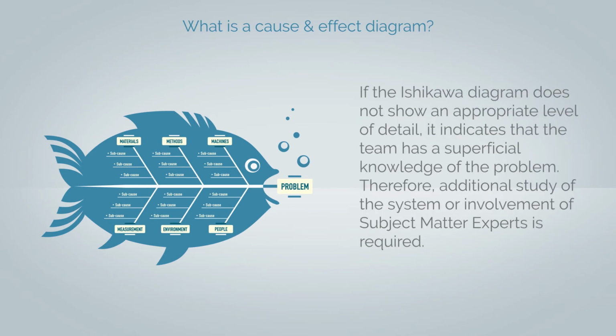If the Ishikawa diagram does not show an appropriate level of detail, it indicates that the team has a superficial knowledge of the problem. Therefore, additional study of the system, or involvement of subject matter experts, is required.